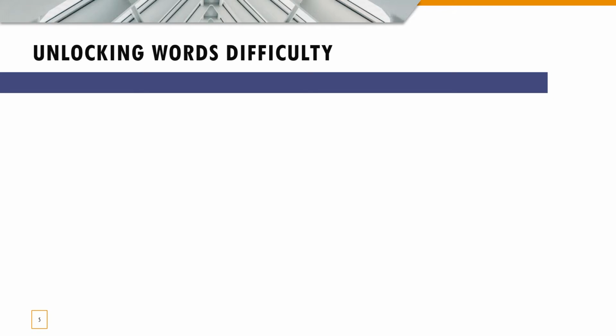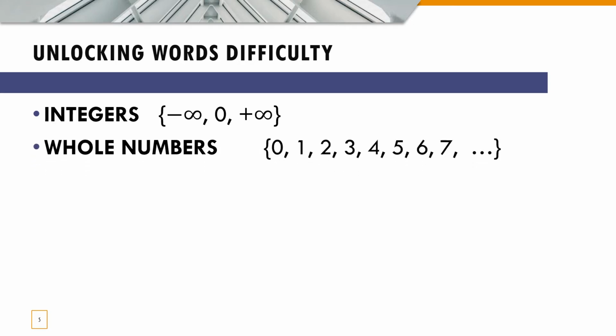Let's have here some unlocking words of difficulty, so we might encounter these words as we go along with our lessons. Integers. These are numbers that consist of the negative numbers, the zero, and the positive numbers. Whole numbers. Whole numbers are a set of numbers that starts with 0 and the counting numbers. So we have 0, 1, 2, 3, 4, 5, and so on.